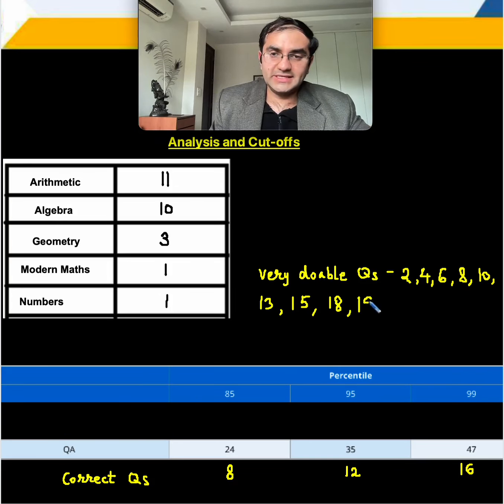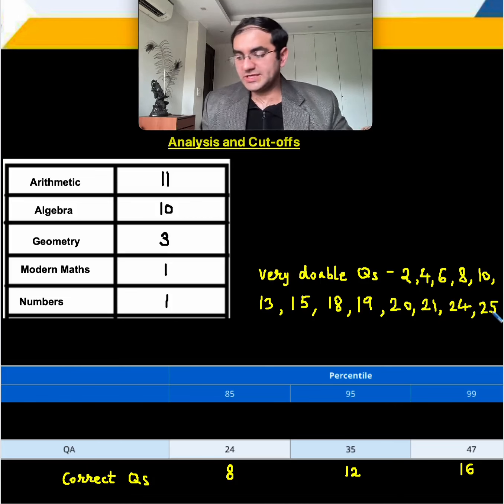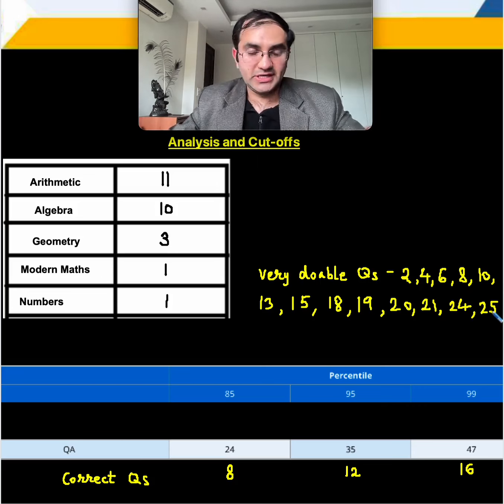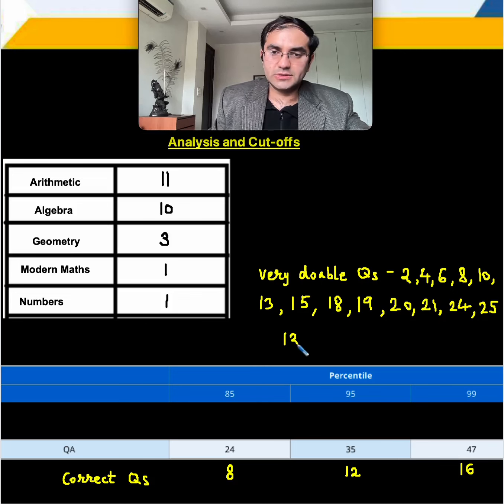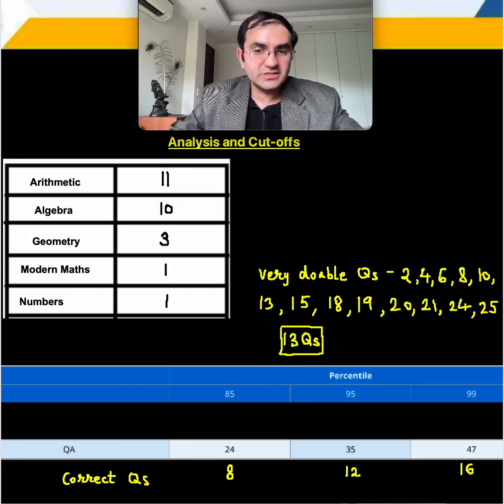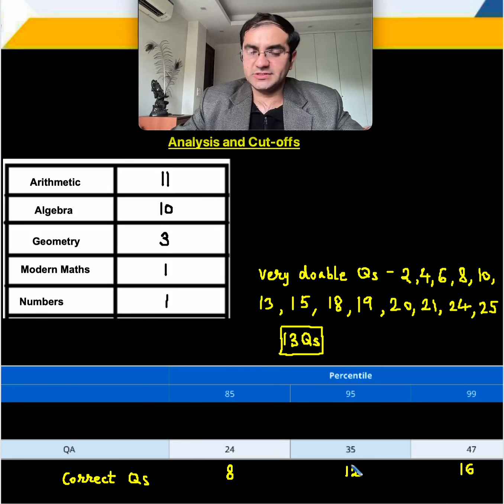After that, the questions were getting easier one after another. 18, 19, 20, 21, 24, 25. So it takes a lot of guts in the paper to skip a question and say that no, this is not happening for me, let me move on. So these are a total of 5, 9, 13 questions. 13 questions were very, very doable, and obviously could have taken you to the 95 percentile mark.